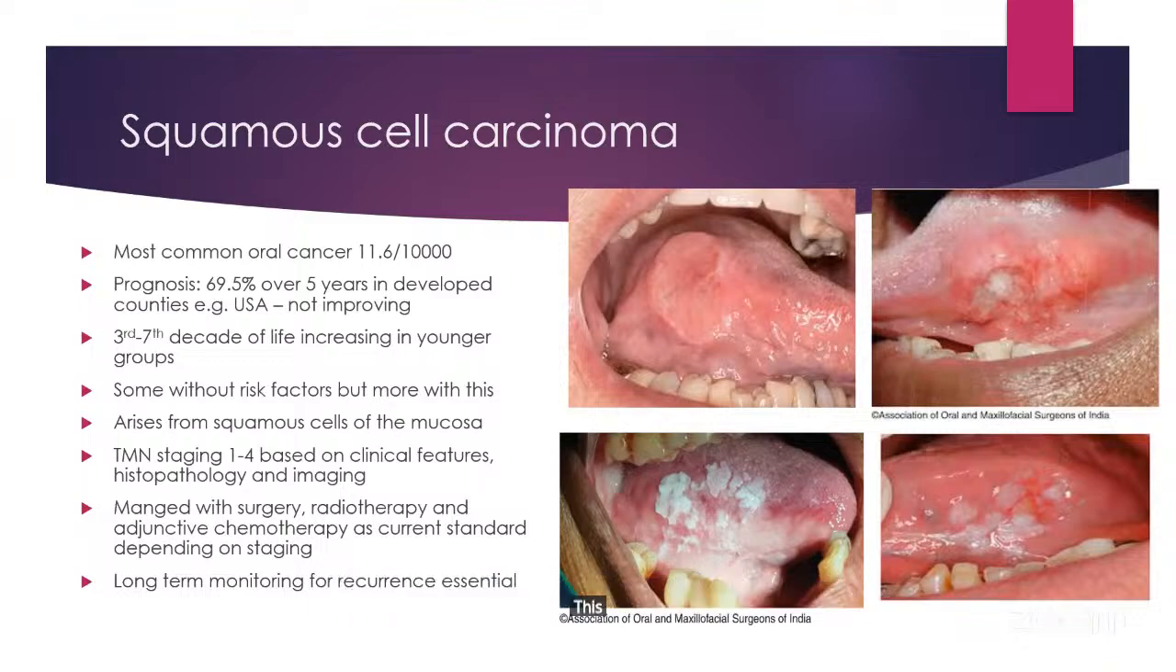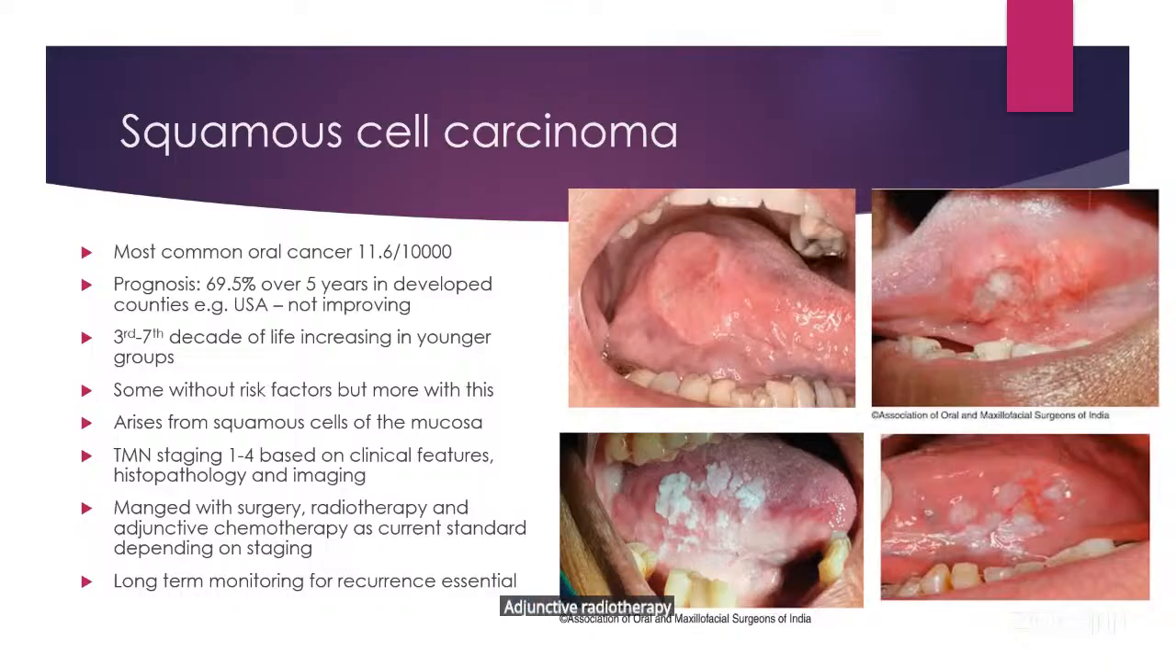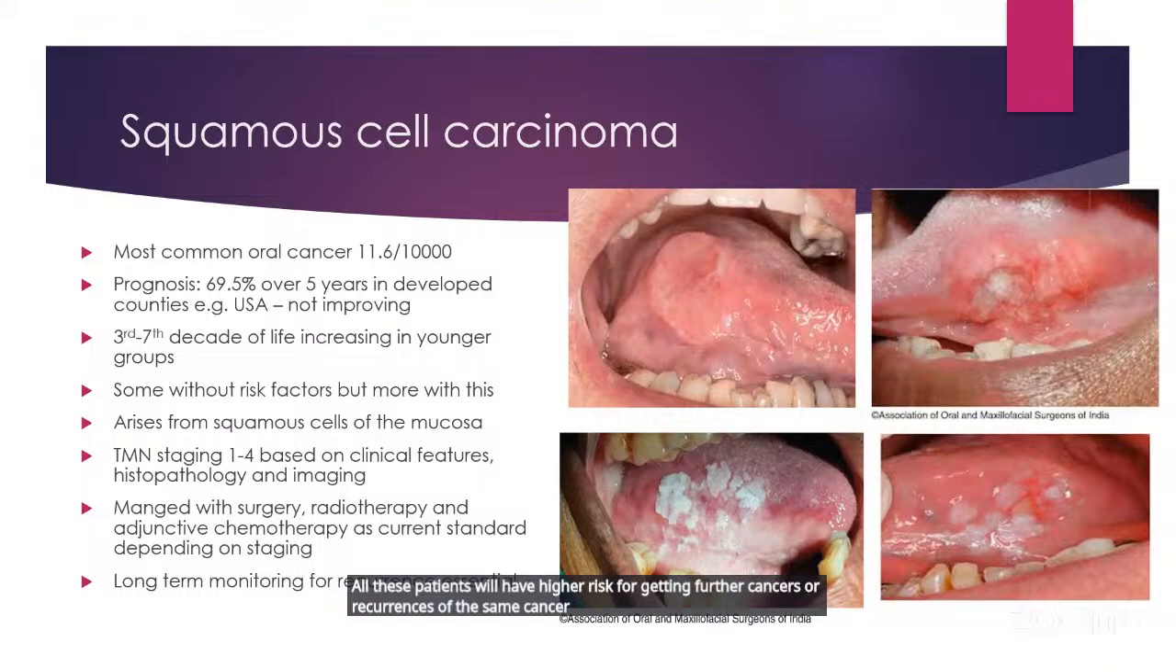This is managed most likely with surgery. In some cases where the surgery margin is quite close or there's known metastases, adjunctive radiotherapy and chemotherapy is given in secondary care. All these patients will have higher risk for getting further cancers or recurrences of the same cancer, so they need to be monitored long term.